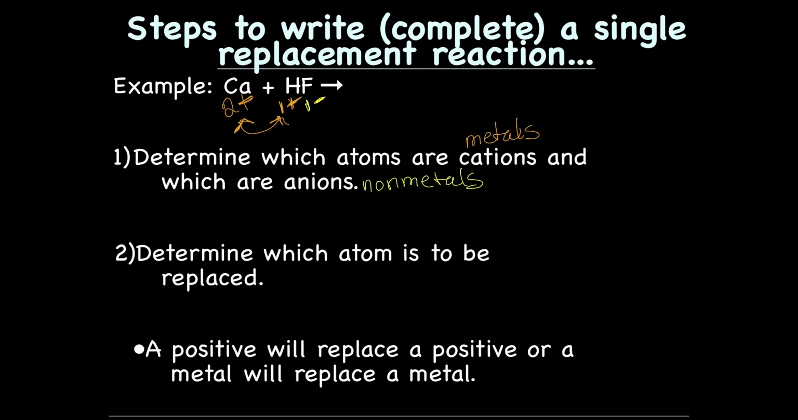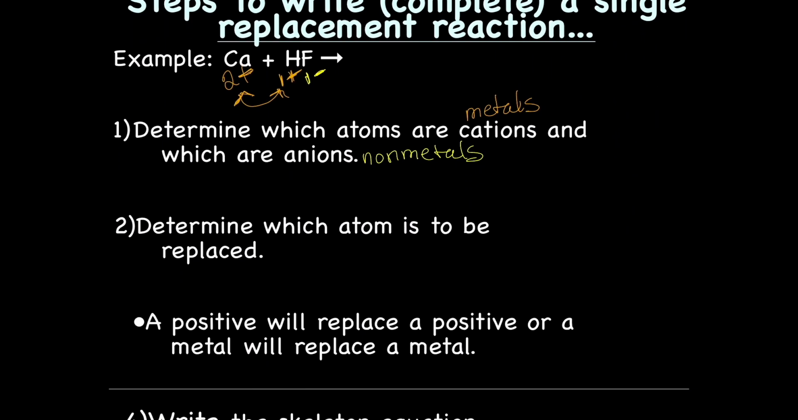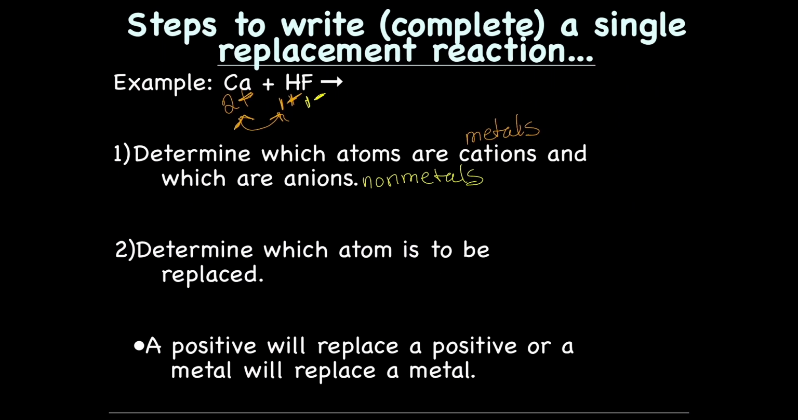All right, so we already went through this, but I guess it's good to drop it down again. A positive or a metal will replace a positive or a metal. A positive will replace a positive, or a metal will replace a metal. Okay, so which is the situation we have.